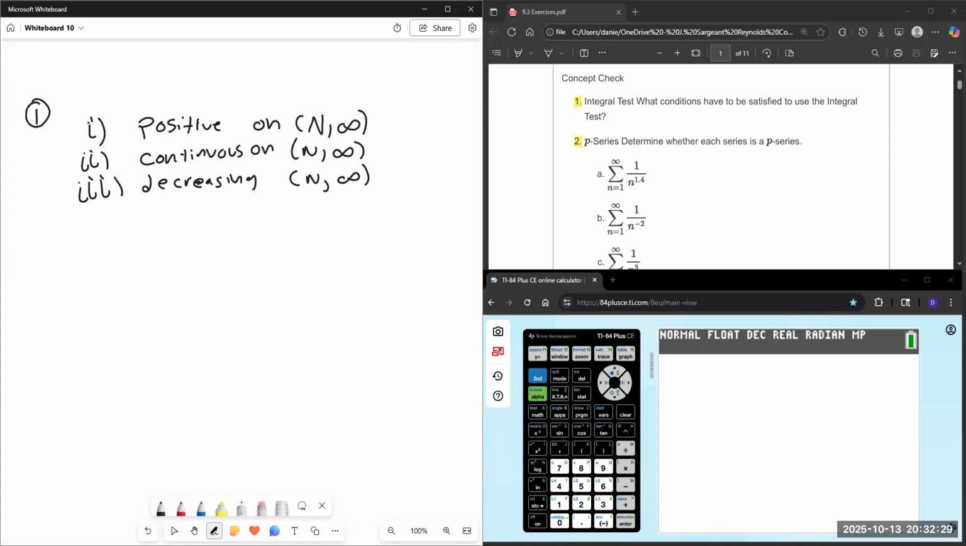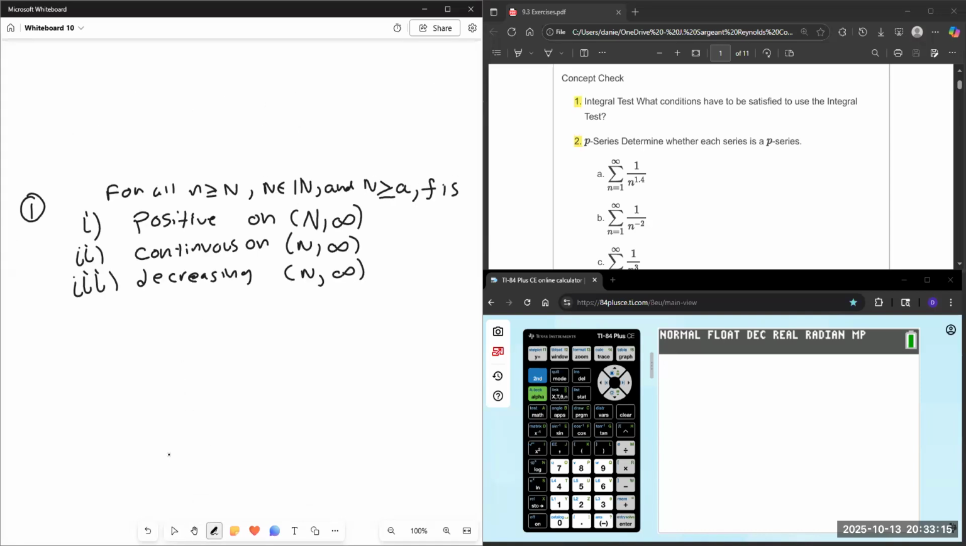So what I mean by capital N is for all n greater than or equal to some capital N, where capital N is an element of the natural numbers, and n is greater than or equal to my lower bound a that starts with my integral, f of x is positive on this.